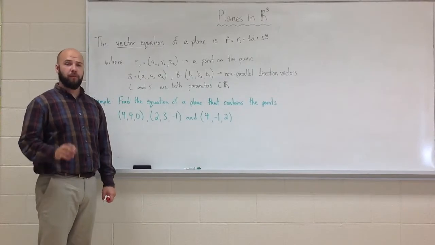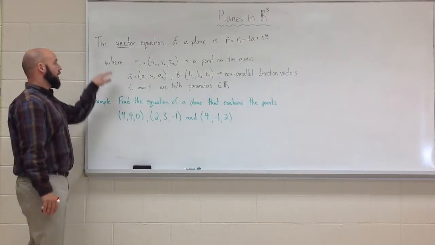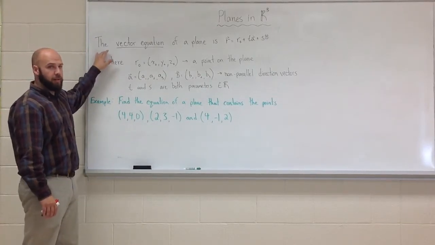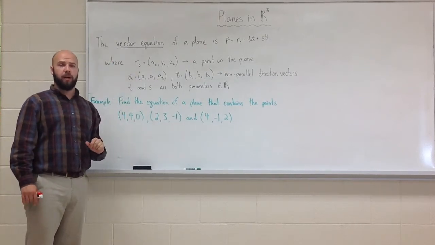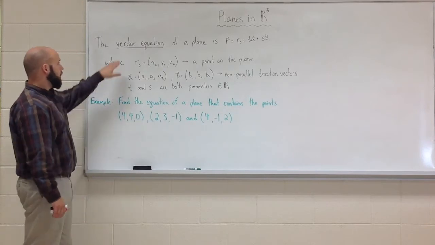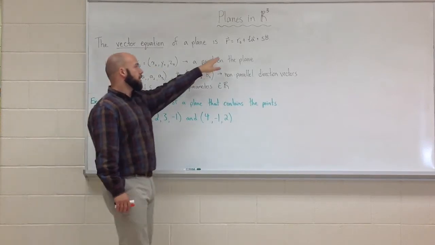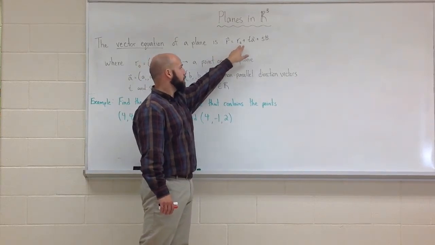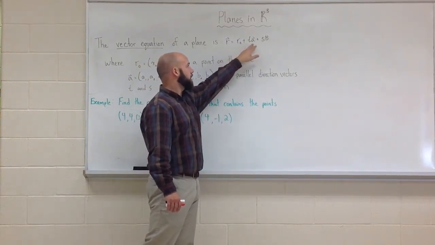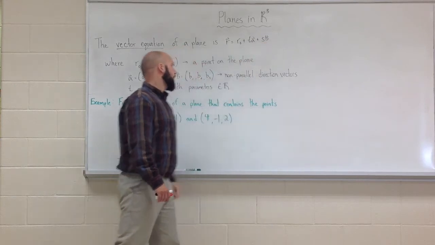This is the second part of planes in 3 space. We're going to look at the vector equation of a plane, and then actually convert the vector equation into the scalar equation that we talked about in our first part. The vector equation is represented by the vector r equals r naught plus t a plus s b.